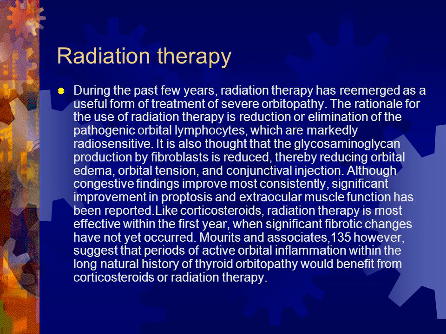Radiation therapy. During the past few years, radiation therapy has re-emerged as a useful form of treatment of severe orbitopathy. The rationale for the use of radiation therapy is reduction or elimination of the pathogenic orbital lymphocytes, which are markedly radiosensitive. It is also thought that the glycosaminoglycan production by fibroblasts is reduced, thereby reducing orbital edema, orbital tension, and conjunctival injection. Although congestive findings improve most consistently, significant improvement in proptosis and extraocular muscle function has been reported.